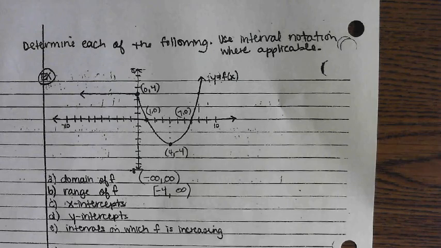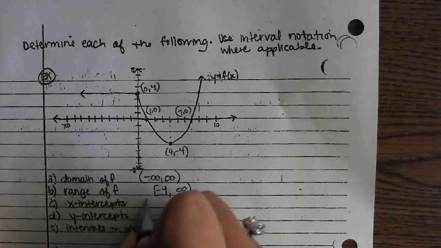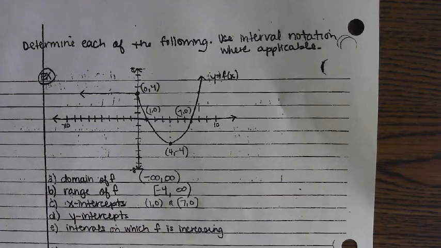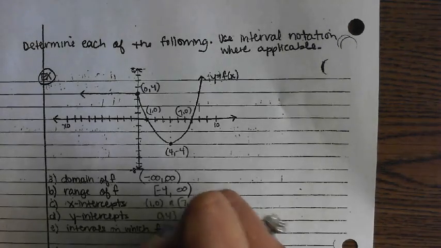X-intercepts. Julia? 1, 0, and 7, 0. Very good. 1, 0, and 7, 0. Anybody get anything different? Good, good. Mackenzie, y-intercepts. 0, 4. 0, 4. Very good.